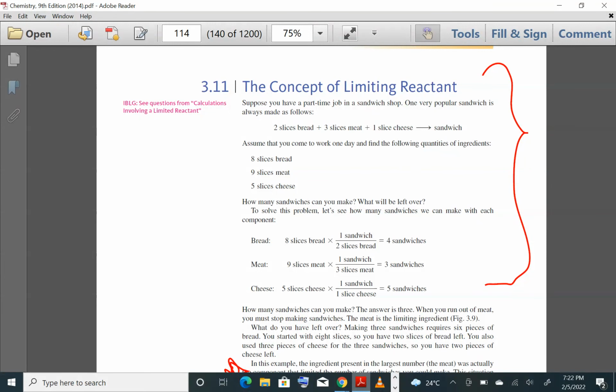Now the question is, how many sandwiches are you going to make? From there we see that you're only going to make 3. Why? Because those are the amounts that you can make. If you try to make 4, the meat would have run out. If you try to make 5, both the bread and the meat would have run out.